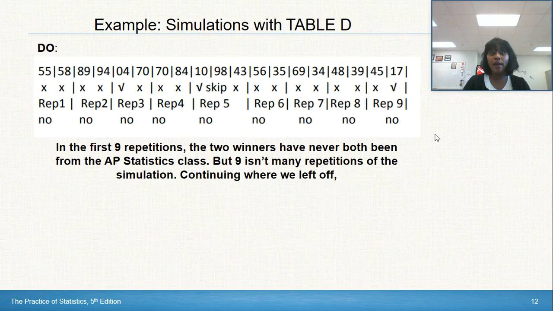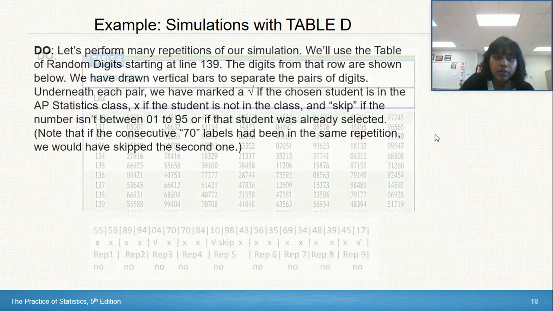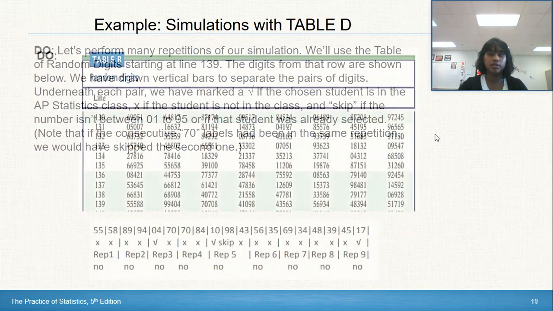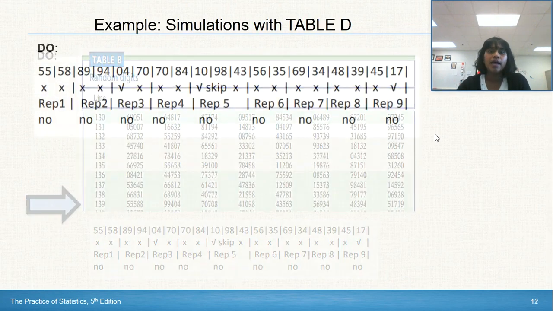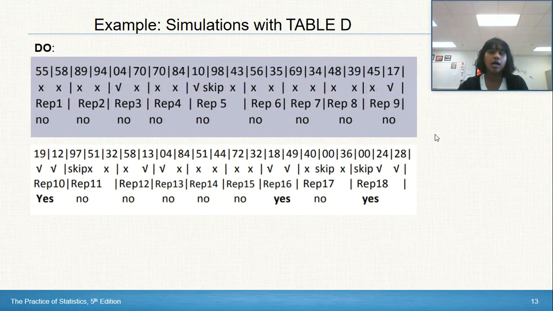And we know that because those numbers would have been from 1 to, I think it was 28 or 26, right? We can check. 28. There are 28 students. Okay. But let's keep going because we're not just going to do 9 repetitions. We're going to do, I think, 50 total. But we can keep on showing.